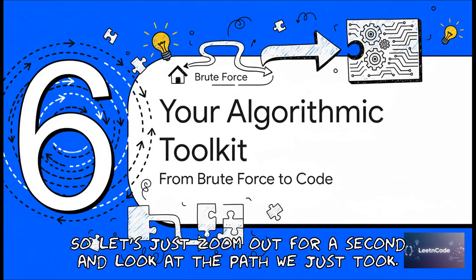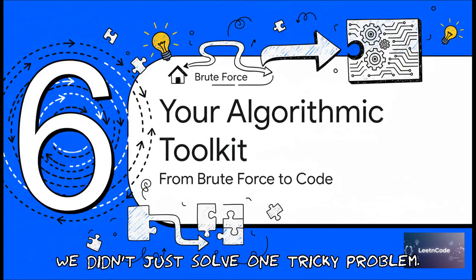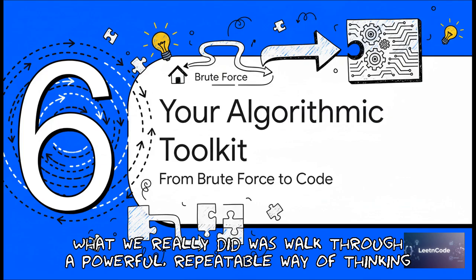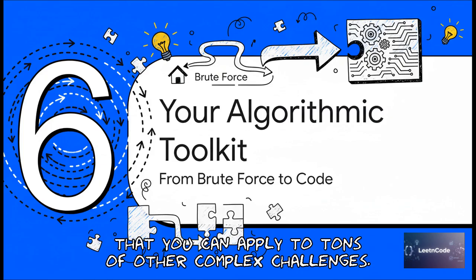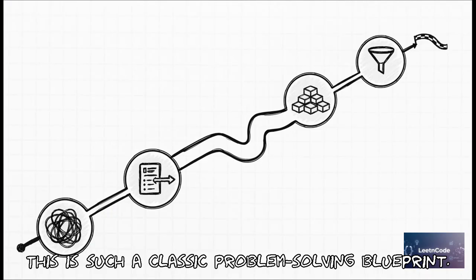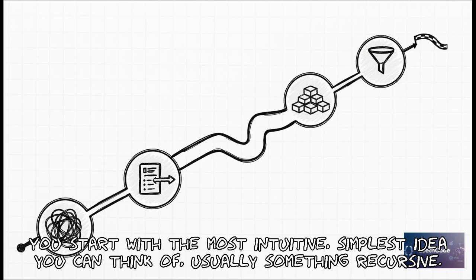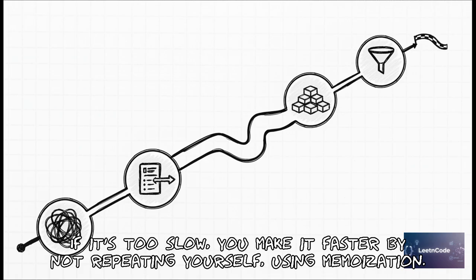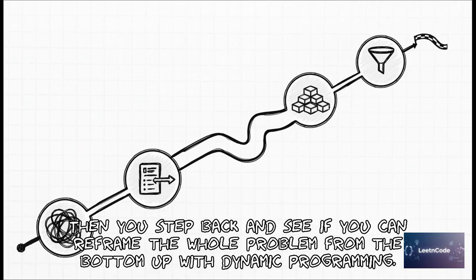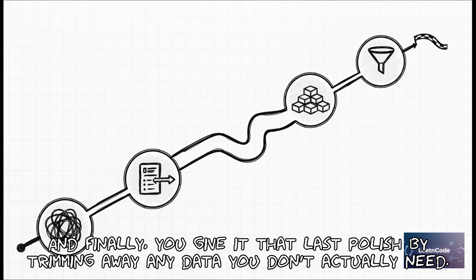So let's just zoom out for a second and look at the path we just took. We didn't just solve one tricky problem. What we really did was walk through a powerful, repeatable way of thinking that you can apply to tons of other complex challenges. This is such a classic problem-solving blueprint. You start with the most intuitive, simplest idea you can think of, usually something recursive. If it's too slow, you make it faster by not repeating yourself, using memoization. Then, you step back and see if you can reframe the whole problem from the bottom up with dynamic programming. And finally, you give it that last polish by trimming away any data you don't actually need.